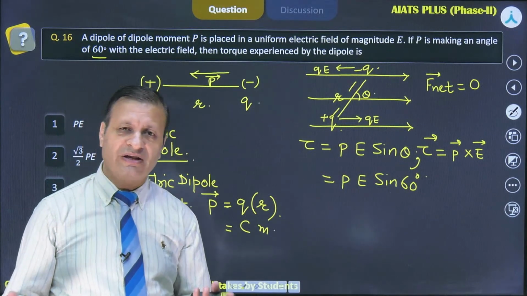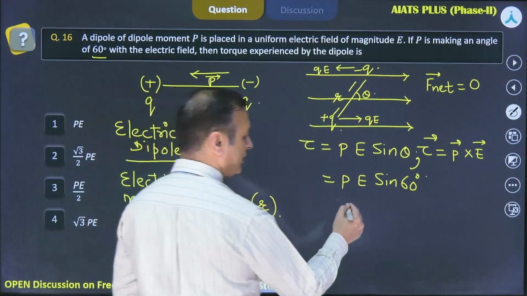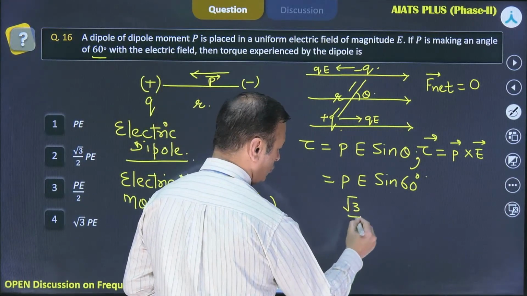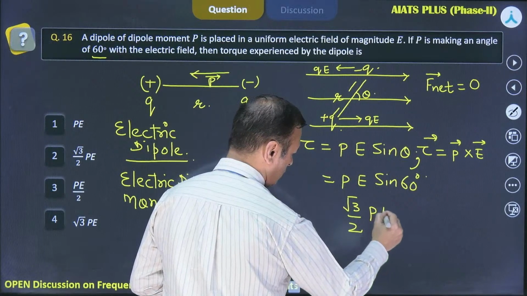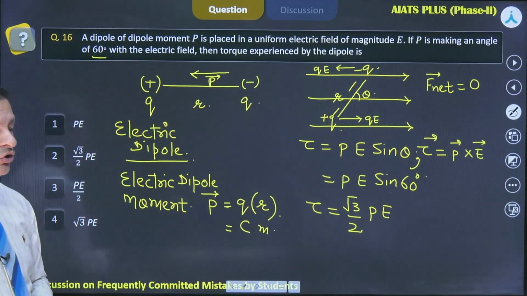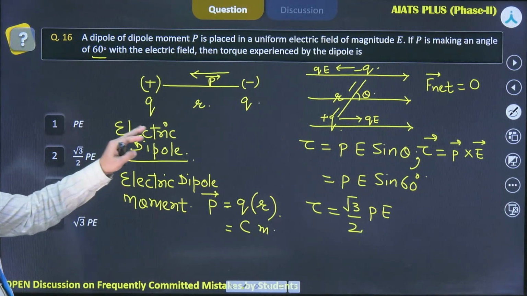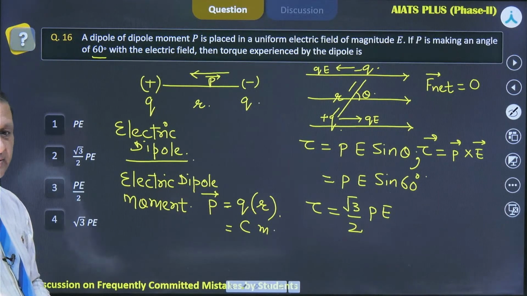And what is the value of sin 60, bacho? What is the value of sin 60? So that is root 3 by 2, and that becomes the expression for your torque. So any doubt from this part?